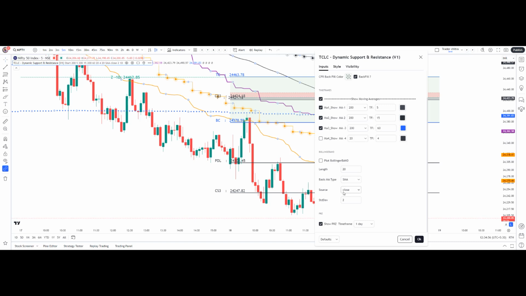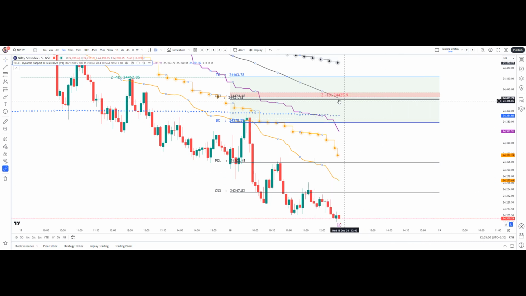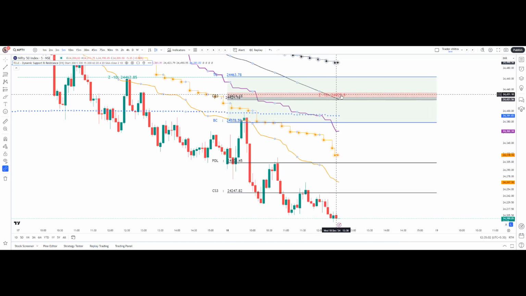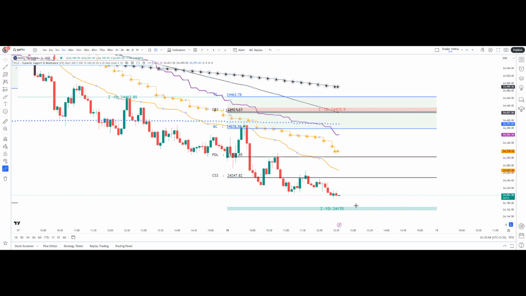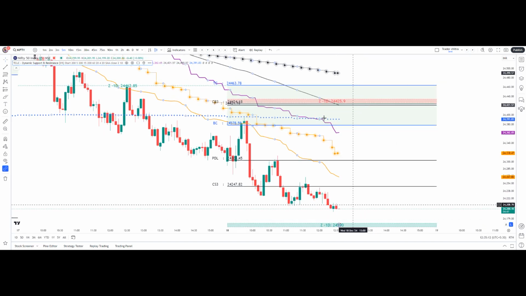Okay, so as we are doing intraday, I have selected 1 day, that is daily. Once you click on OK, this red zone, that is the daily PRZ level. And here this is the support of PRZ, this is the resistance of the PRZ, which is plotted in red and green.